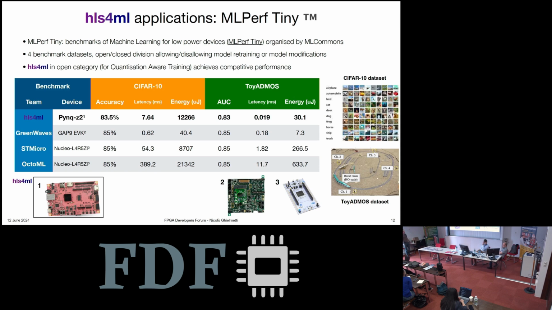We used HLS4ML also to submit an entry for the TinyML-perf contest. As you can see from the table, we managed to achieve competitive performance for the CIFAR10 and ToyADMOS challenges. CIFAR10 is for image classification, you can see from the right of the slide, and ToyADMOS instead is anomaly detection. Yes, it's an autoencoder for anomaly detection.